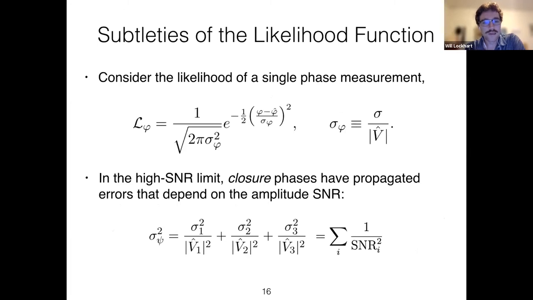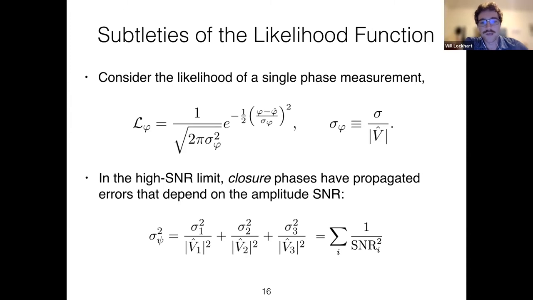However, there are some subtleties. So this is where the first modification comes in that I hinted at about the likelihood function. Hopefully I'll be able to explain this subtlety. Basically, if you think about a single measurement, for example a single measurement of the phase of a visibility, then the likelihood is just a Gaussian. It looks like this, where you have this uncertainty sigma phi, which looks like the error on the amplitude divided by the actual amplitude.